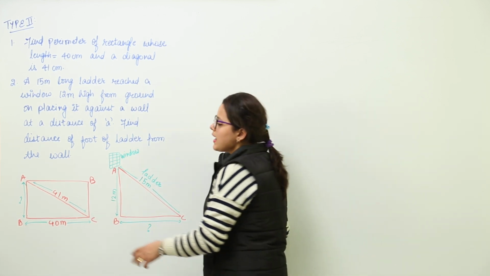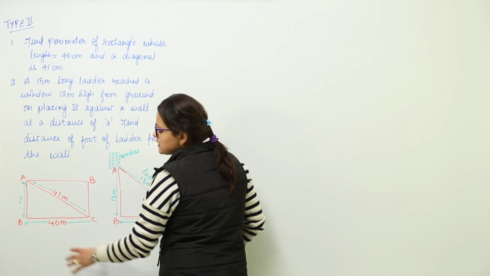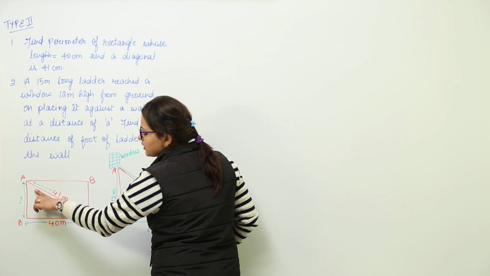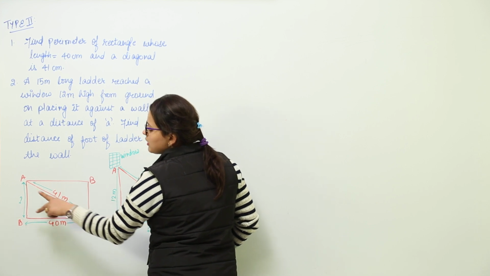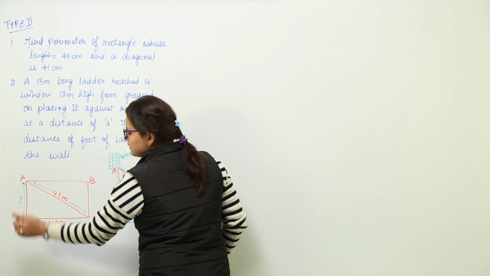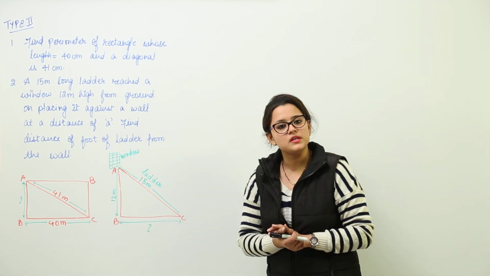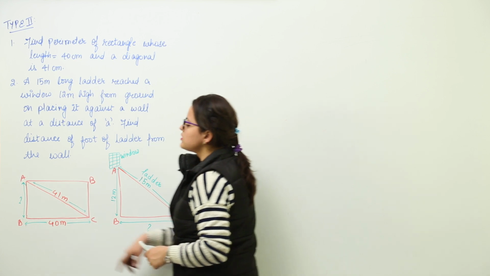You can see I have made this rectangle ABCD with length 40, the diagonal, that is the line segment joining opposite vertices, as 41. We are yet to find out the breadth. Once we find out the breadth, we will be able to find out the perimeter. So, how to find out this breadth?